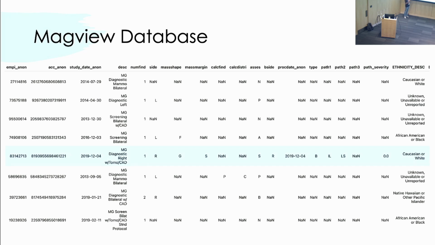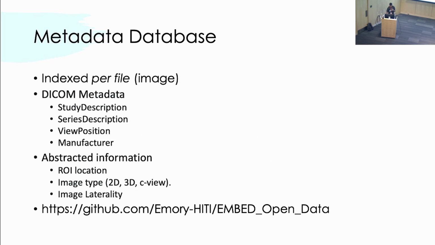So if you want to take a row from MagView and go find the images for it, you'll go to table number 2, which is metadata. Look for that accession number. All the images for that accession will be in the metadata table. Okay?